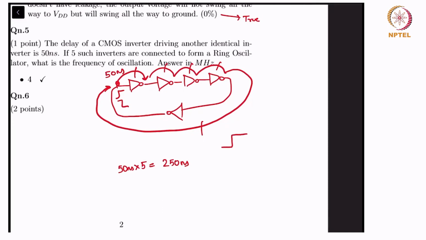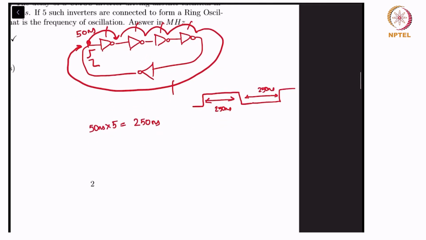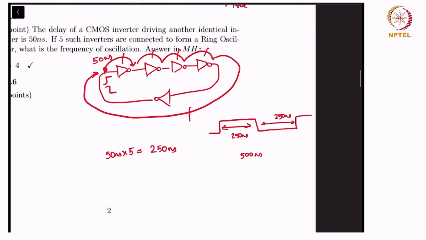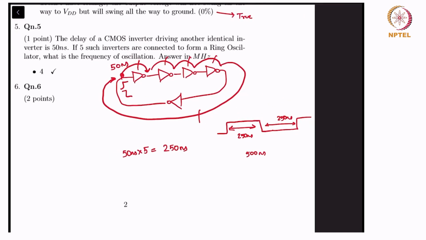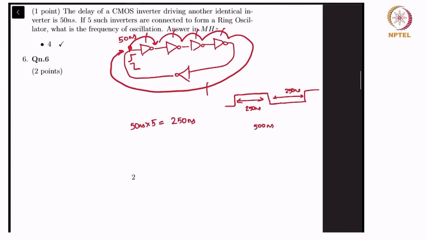So it will be like that, and then there is 250 nanoseconds, and then it will go down like that, and then of course it's another 250 nanoseconds. So it's a period of 500 nanoseconds. So the answer is 2 megahertz.